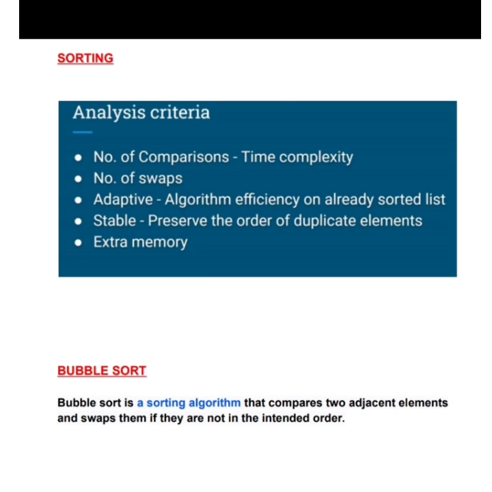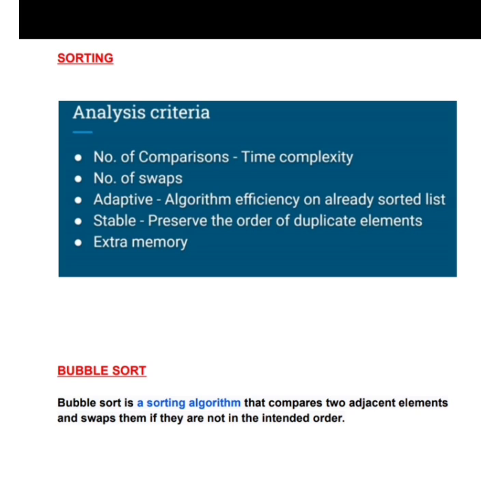There are some analyzing criteria in sorting. The first is the number of comparisons. We have to compare each element and we do swaps. So the number of comparisons decides the time complexity here, and we swap elements to do the sorting. The third criterion is adaptive. That is, if it is already a sorted list, the algorithm should take less time than for an unsorted list. So we have to make it adaptive.